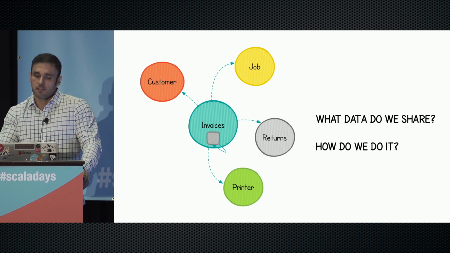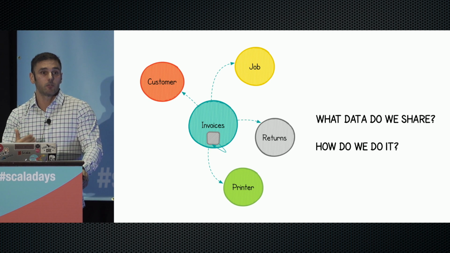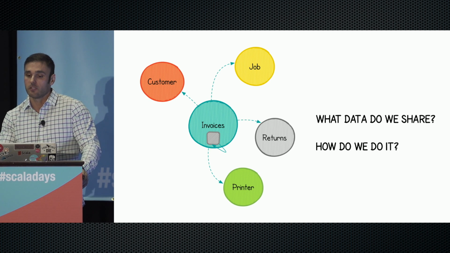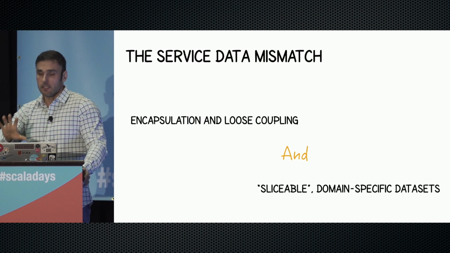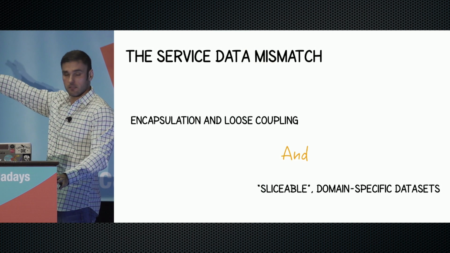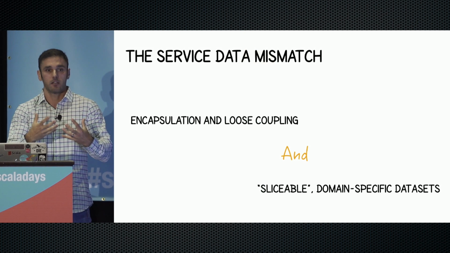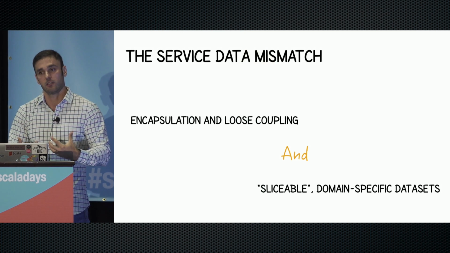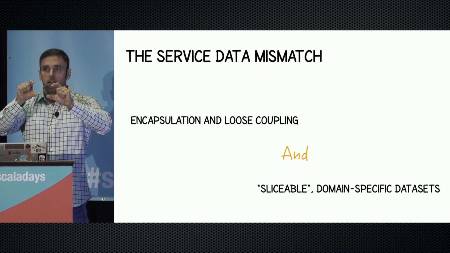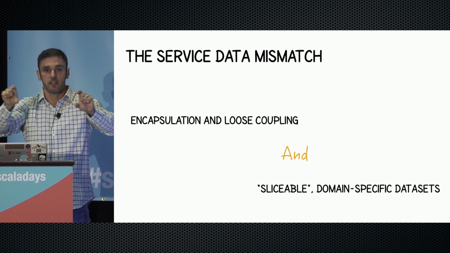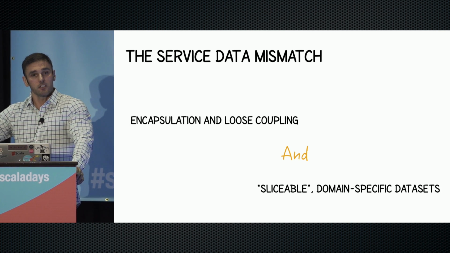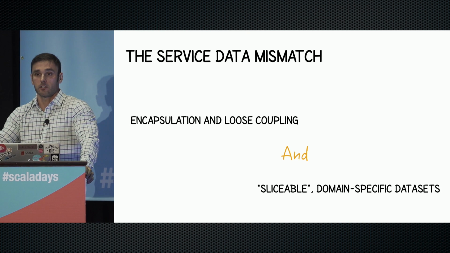And that brings the question: what data do we share? What data do we have to share? Do we need to share? And how do we do it? At the end of the day, it's about this mismatch. You have a service that's trying to encapsulate and loosely couple as much of its data internally as it can, only showing things at an interface layer. And you have all the other services that depend on that service wanting something completely different.